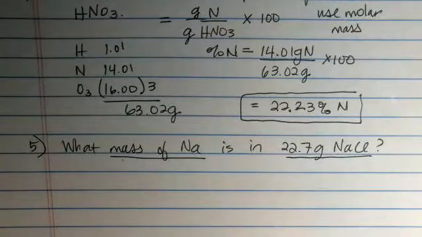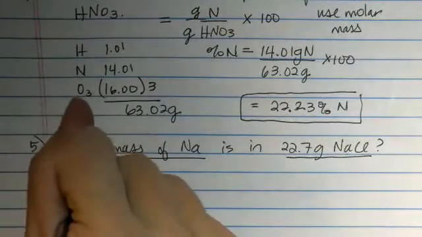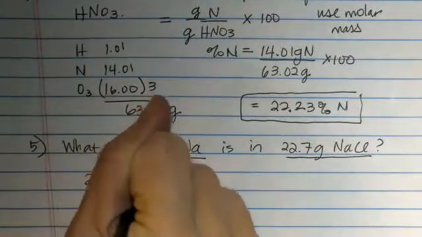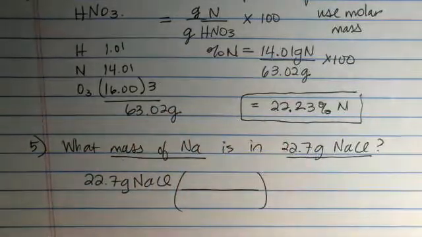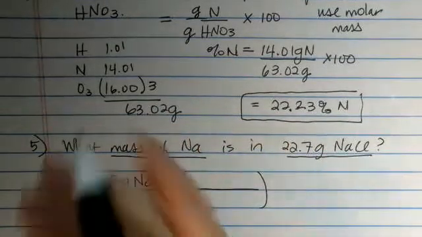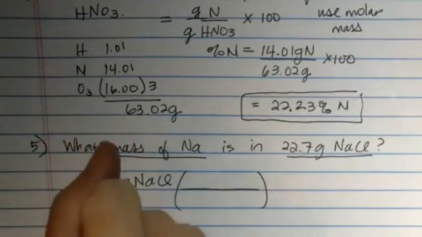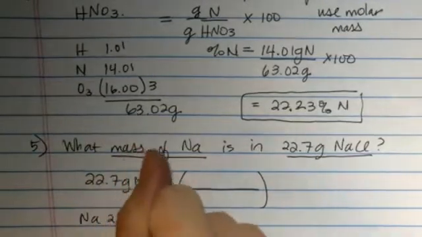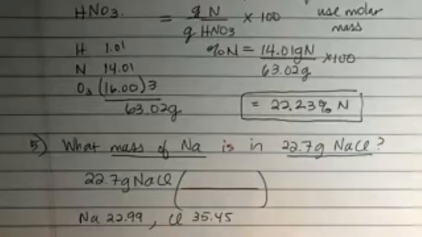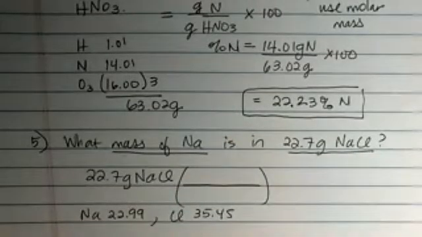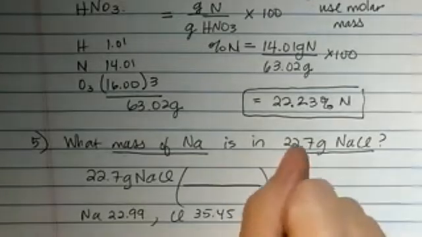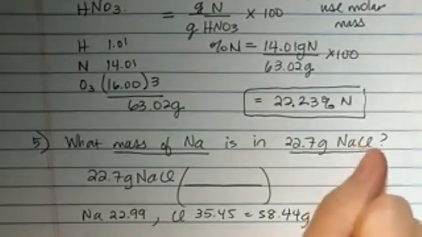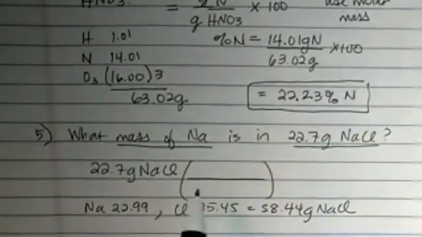So that's one way you could do it. What I feel like is easier, this is the way I always did it, is okay, I've got 22.7 grams of sodium chloride. What I'm going to say here is when I look at the periodic table, and I add up a sodium, let me write this over here, which is 22.99, and a chlorine, which is 35.45. Again, those are just the mass numbers from the periodic table. Total, that's 58.44 grams of NaCl.